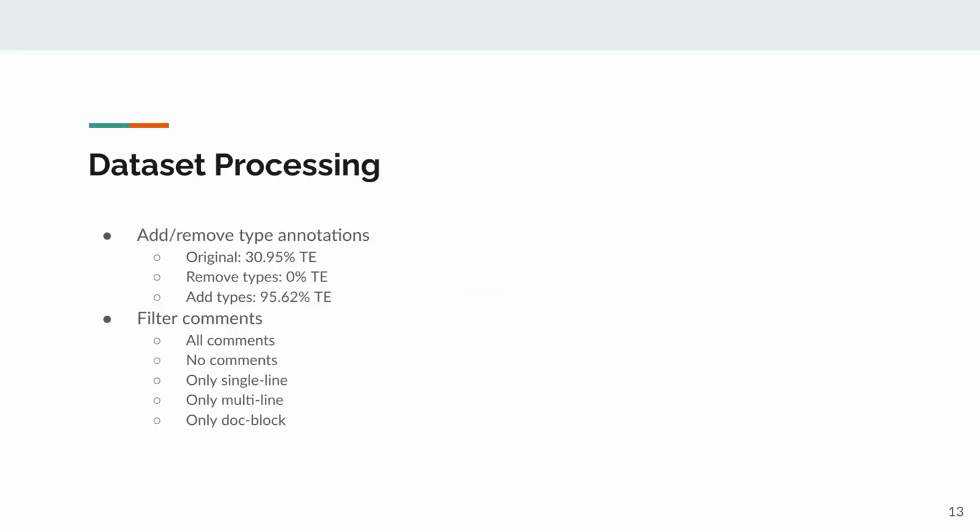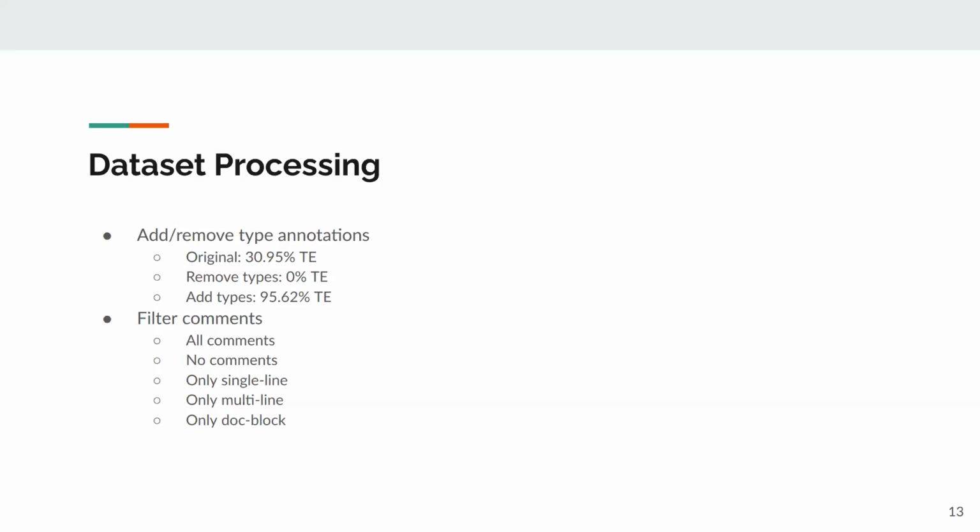And then we do some dataset processing. So this is really where the key of our research lies. Because we want to see what is the effect of the presence of type annotations and what is the effect of specific types of comments. So in order to assess this, we have to create multiple variants of our dataset. So the first thing we considered was adding and removing type annotations.